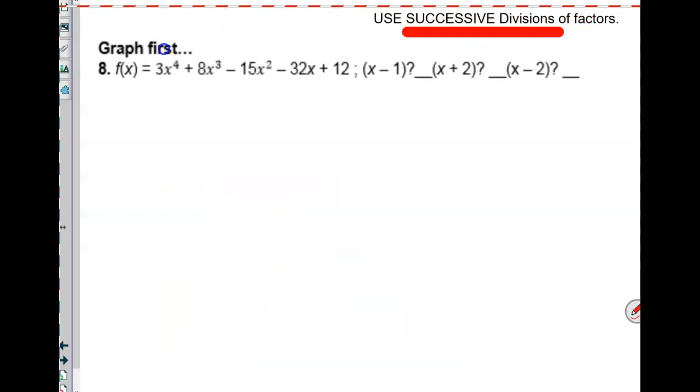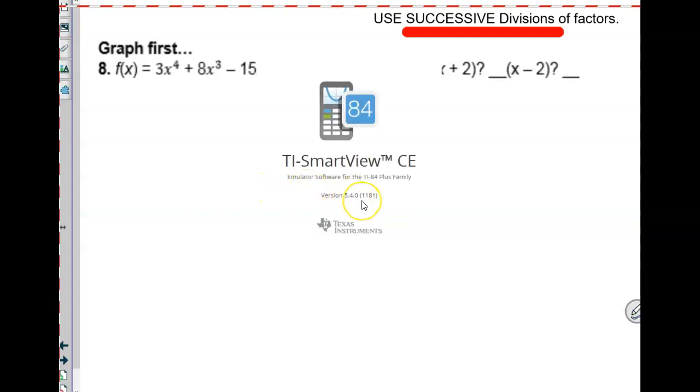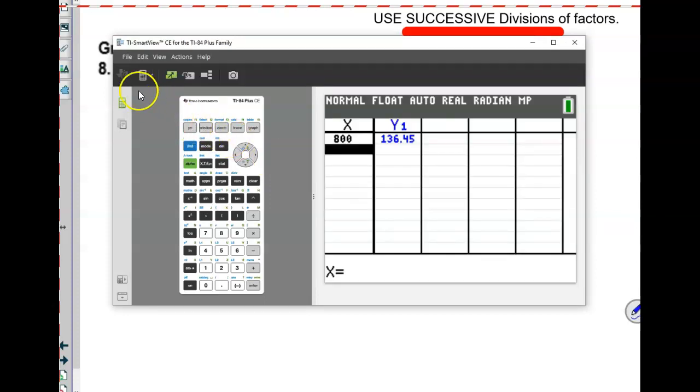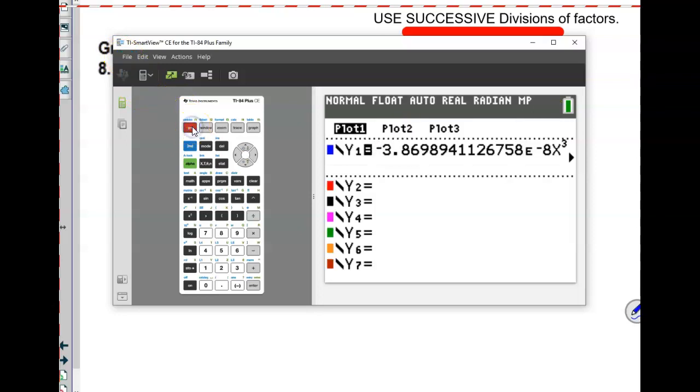Ready to try this? It says graph first here. Let's throw that in, because do you really want to figure out if some of them don't work? How could you tell if those work real quick? Yes. So they're suggesting that, because if they don't work, then our depressed polynomial won't work either.